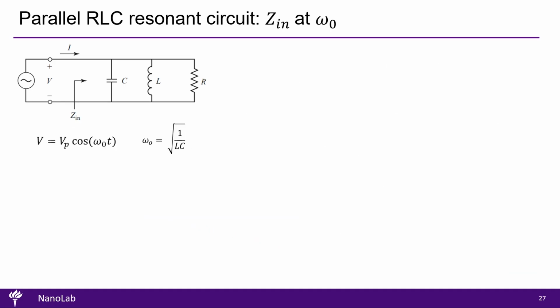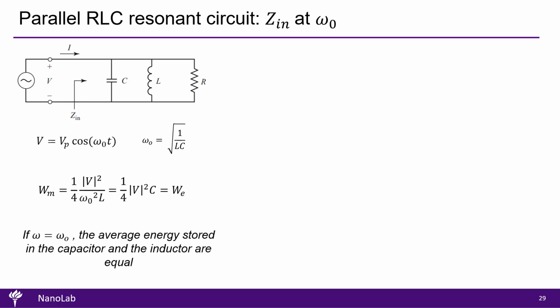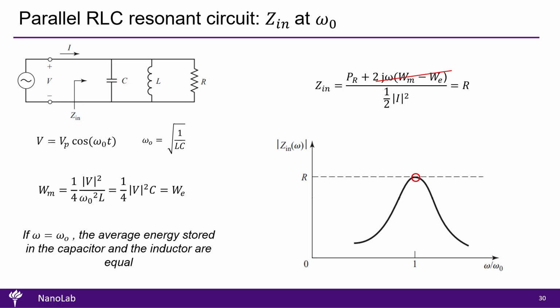Let's now use this equation for the input impedance we just derived to analyze the case when an input voltage has a frequency equal to the square root of 1 over LC, which corresponds to the resonant frequency of this circuit. The first thing we notice is that the expression for Wm, the inductor's average energy, becomes the same as that of We, the capacitor's average energy. Therefore, if the frequency of the incoming signal equals the natural frequency of the circuit, the average energy stored in the capacitor and the inductor are equal, which is a characteristic of the resonance condition. In this scenario, the input impedance is purely real, equal to the parallel resistance, which explains the maximum value in our input impedance versus frequency plot.